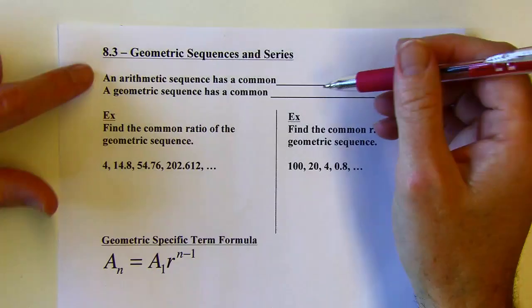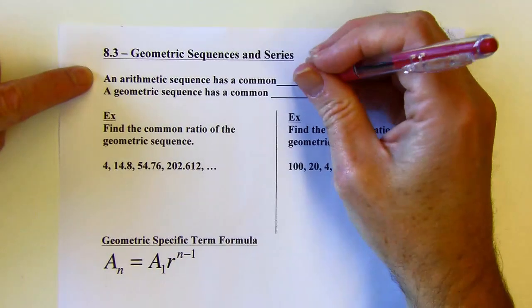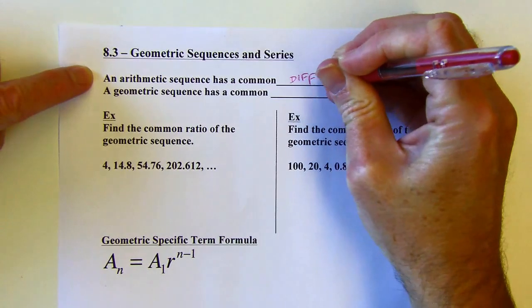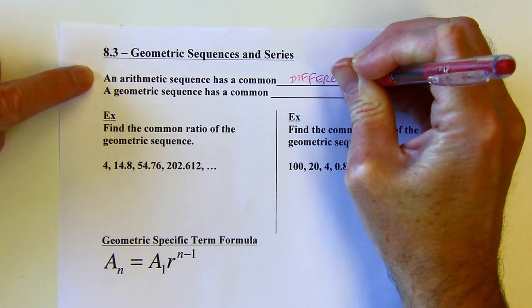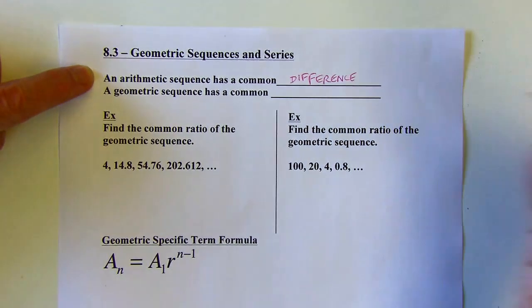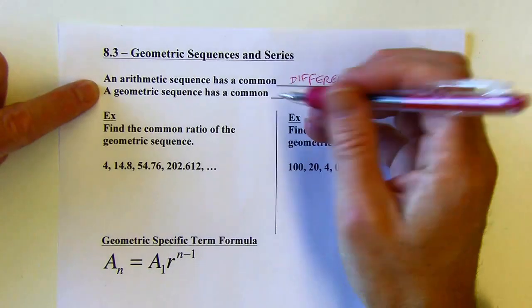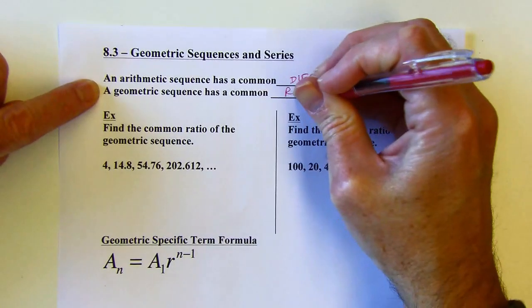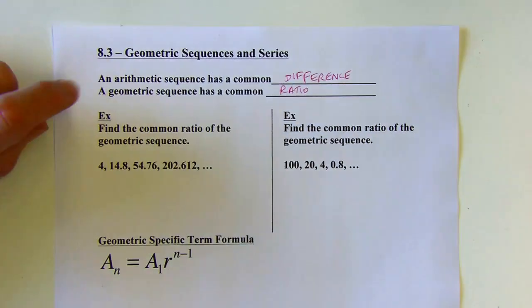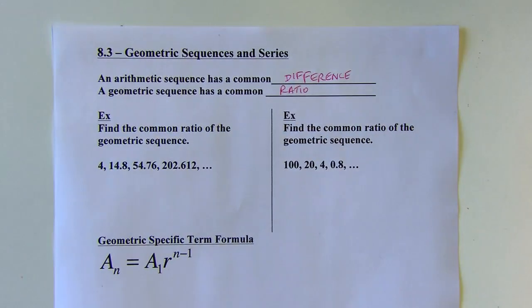Okay, an arithmetic sequence has a common difference. So you're adding the same thing to get from term to term, and that something could be negative. You could add a negative, right? And a geometric sequence is going to have a common ratio instead. That means we're going to be multiplying by the same thing to get from term to term, okay?